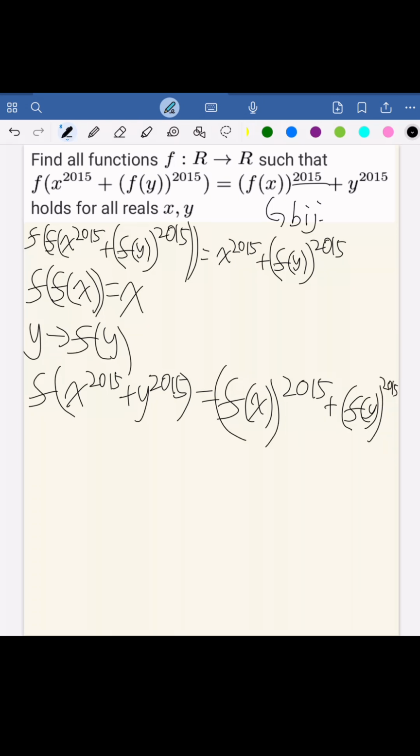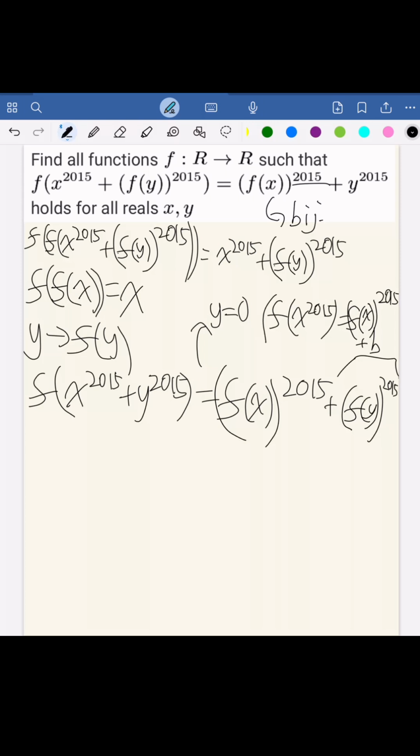You can now substitute in y equals 0, which is quite a natural thought. Let's say f of 0 to the 2015 is, let's say, b. So then f of x to the 2015 is just f of x to the 2015, and actually, I'll write it this way, plus b.